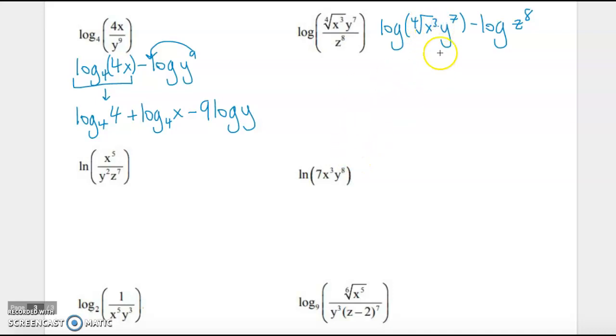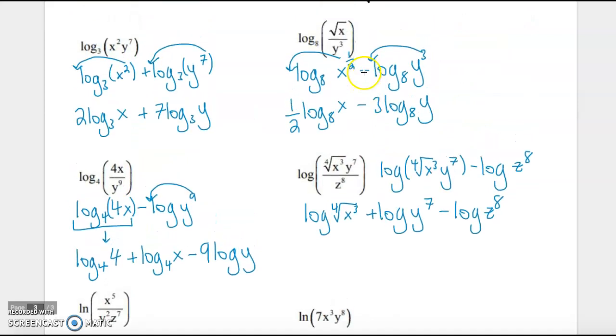Multiplication inside of a logarithm turns into addition outside. So I'll have log of the 4th root of x cubed plus log of y to the 7th minus log of z to the 8th. And then I have some exponents I'm going to bring down. I also have an exponent here, right?